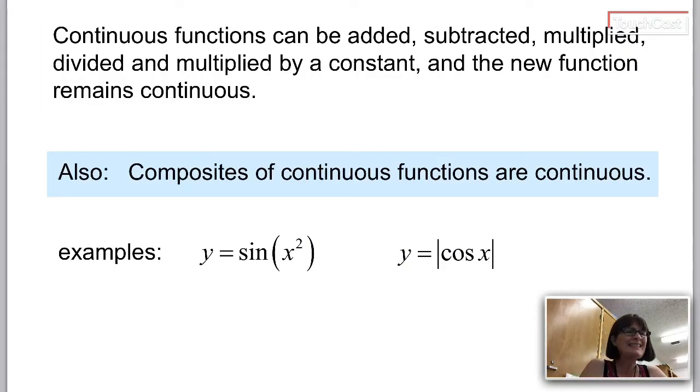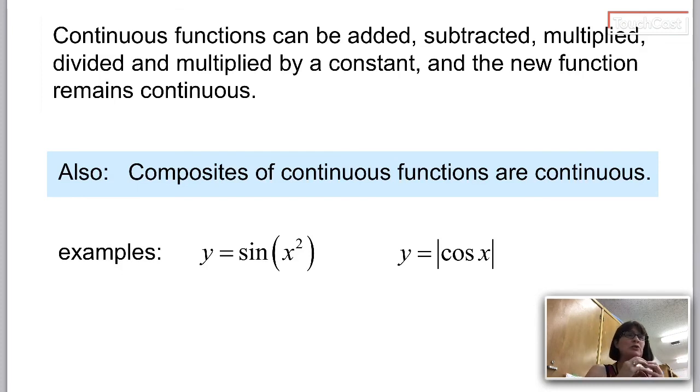Okay, so one teeny tiny last idea at the top of page 3. If you have two continuous functions and you add them together, the resulting function will be continuous. If you multiply two continuous functions together, the result is also continuous. So continuous functions can be added, subtracted, multiplied, multiplied by a constant. The new function is continuous.